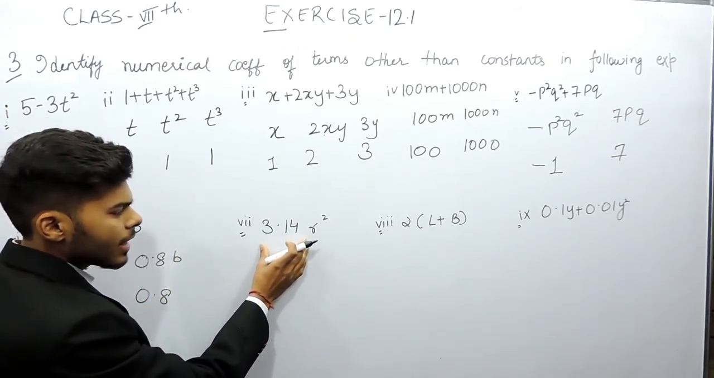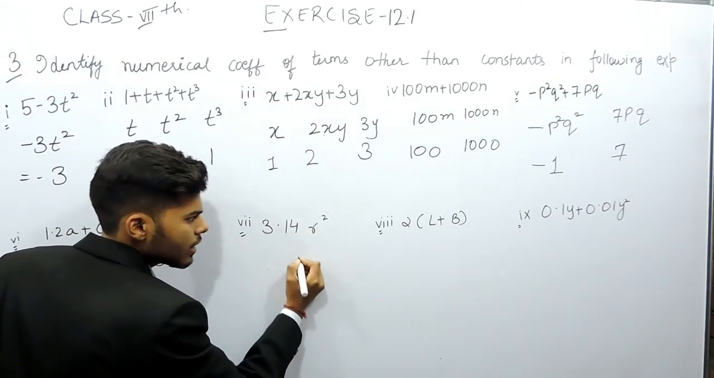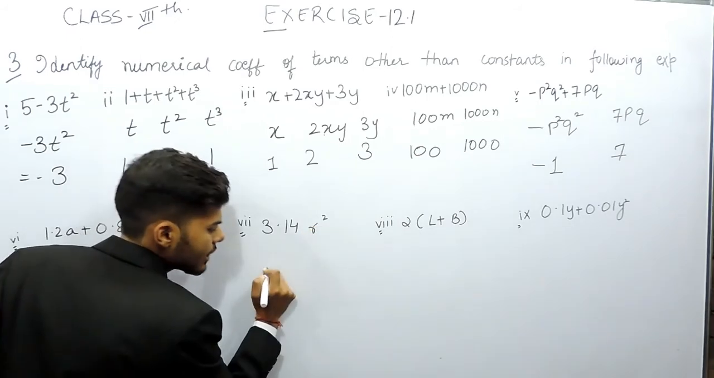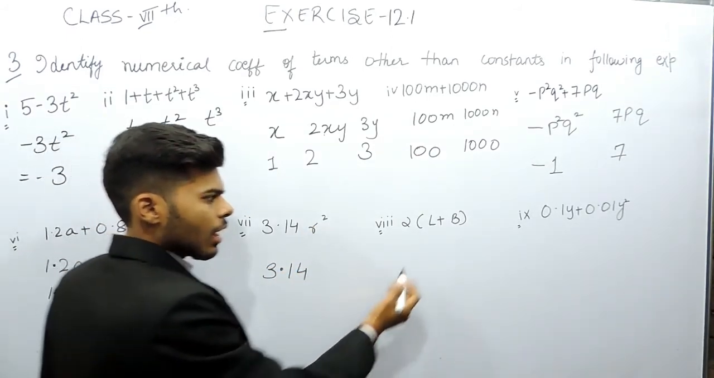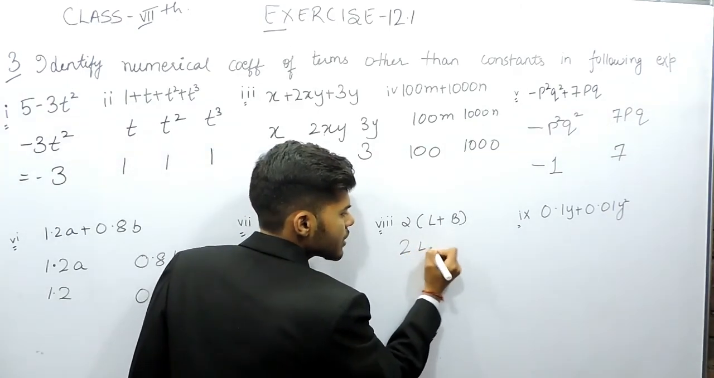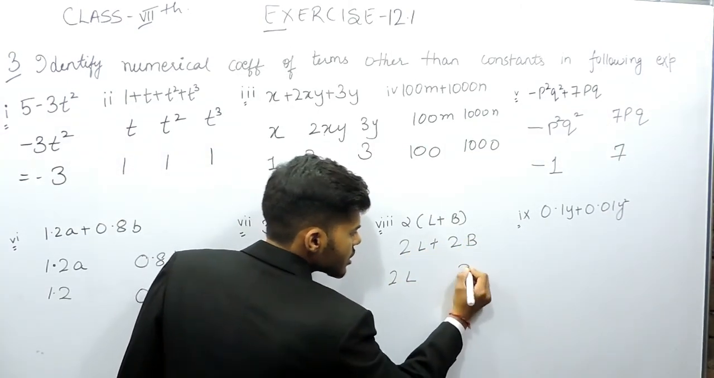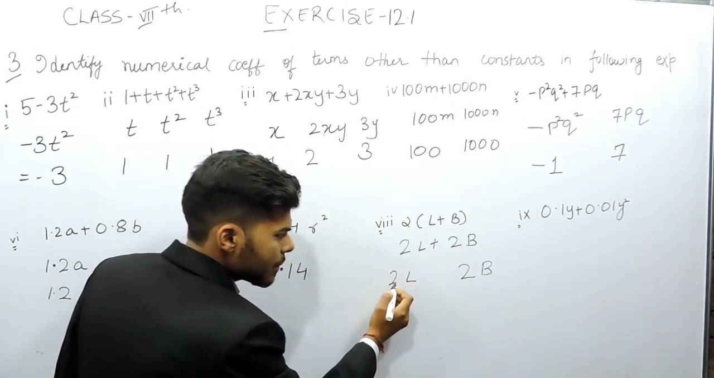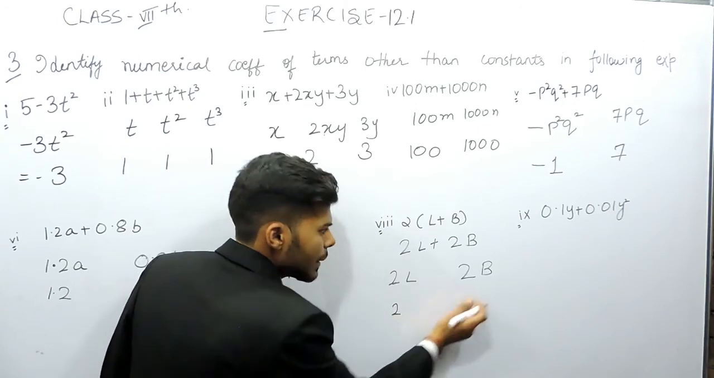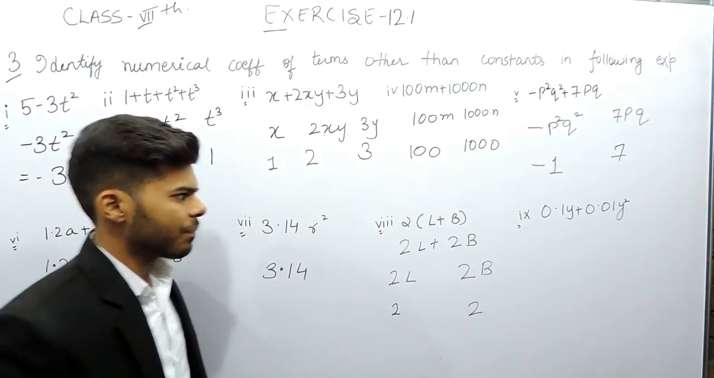In this part 7, there is only one figure given to us. So r square is the variable quantity and 3.14 is the coefficient of it. Now this can be written as 2l plus 2b. So there are two variable quantities, first is 2l and second is 2b. l is a variable quantity, that means 2 is the coefficient of it. b is a variable quantity, that means 2 is the coefficient of it.